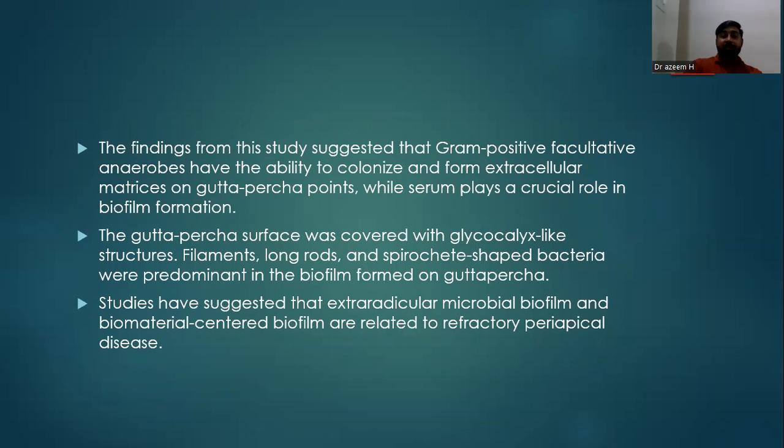The findings from the study suggest that gram-positive facultative anaerobes have the ability to colonize and form extracellular matrices on gutta-percha points, while serum plays a crucial role in biofilm formation. The gutta-percha surface was covered with glycocalyx-like structures. Filaments, long rods, and spirochete-shaped bacteria were predominant in the biofilm formed on gutta-percha. Studies have suggested that extraradicular microbial biofilms and biomaterial-centered biofilms are related to refractory periapical diseases.